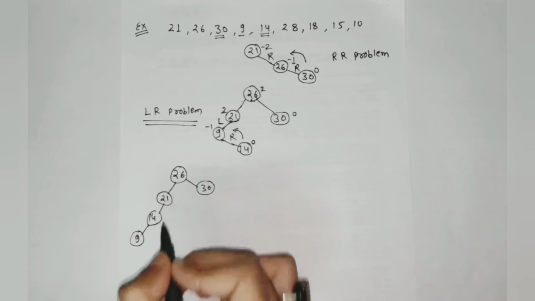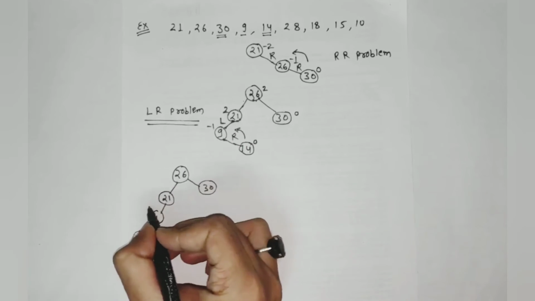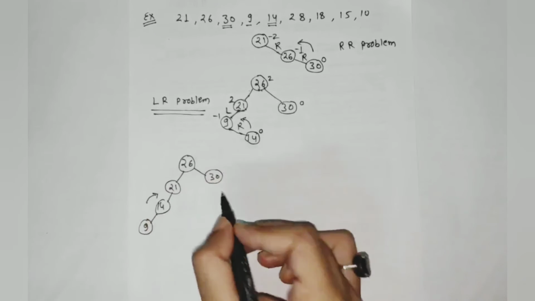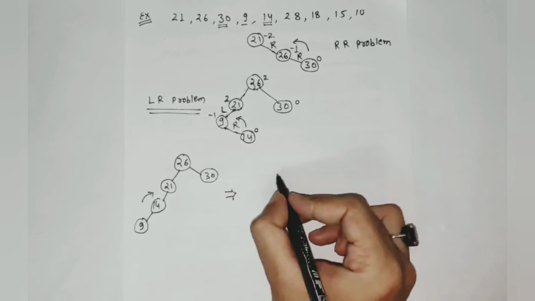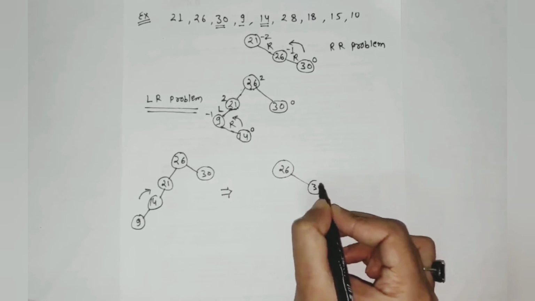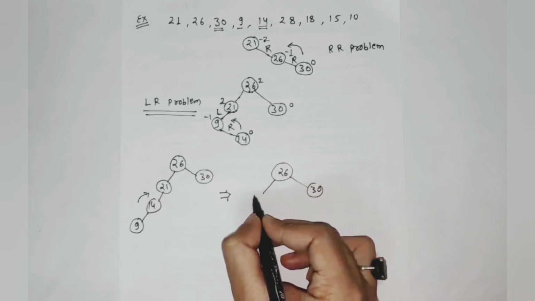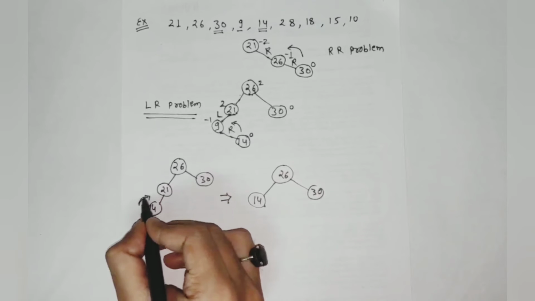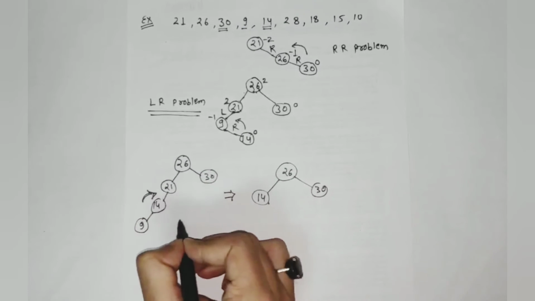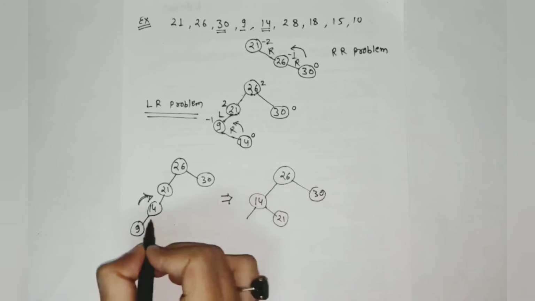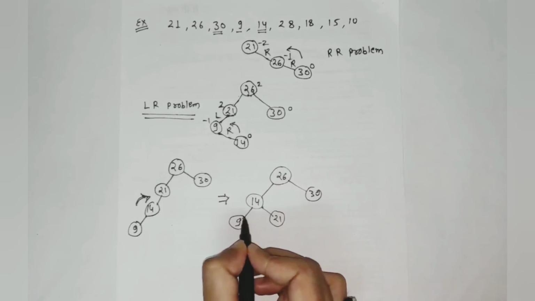Now we will make a right rotation like this. So 26 is here, 30 is here, after that 14 is here, and we will make a rotation like this to the right. So 21 will come downwards and 9 will come here.